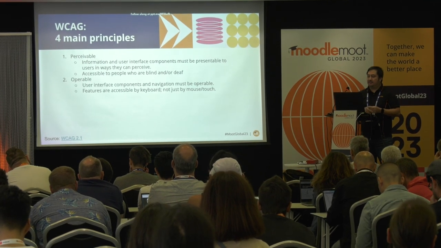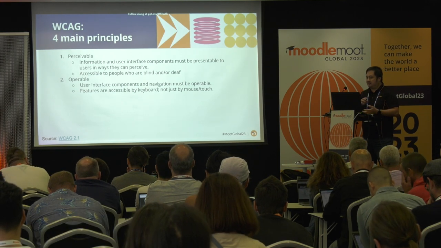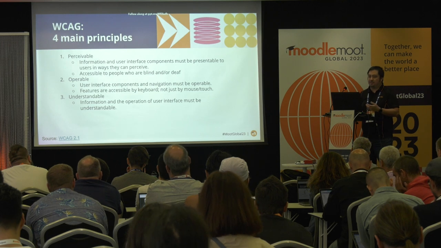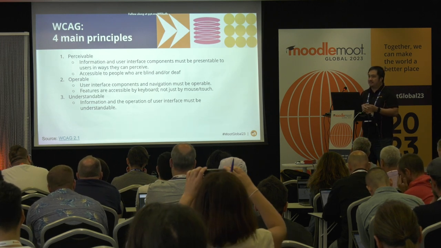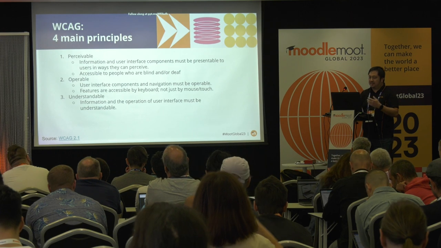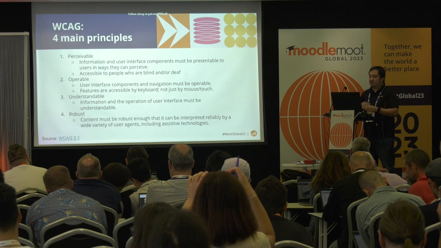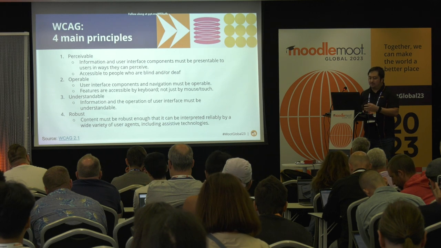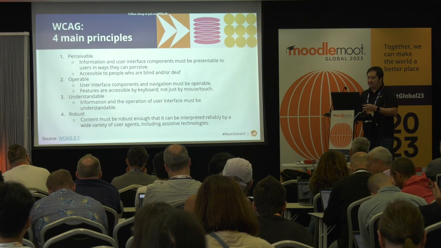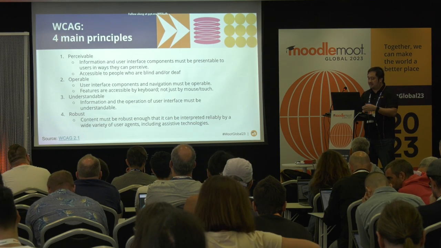Operable: user interface elements should be accessible, not just by mouse or touch, but also especially by keyboard. Understandable: we should be presenting information that's easy to understand, especially presenting error messages in a simple language that the user can understand. Robust: the content must be consistent enough that it would allow various user agents, including assistive technologies, to work consistently. Like screen readers reading the content in a consistent manner.